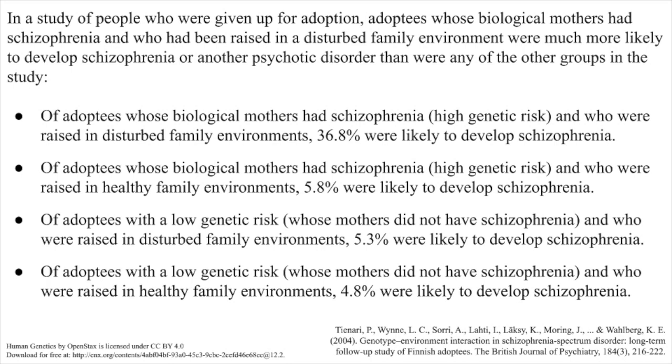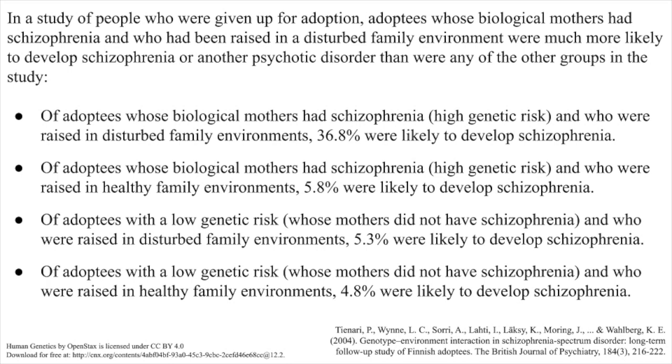Of adoptees whose biological mothers had schizophrenia, high genetic risk, and were raised in disturbed family environments, 36.8% were likely to develop schizophrenia. Of adoptees with a low genetic risk, whose mothers did not have schizophrenia, and who were raised in disturbed family environments, 5.3% were likely to develop schizophrenia.